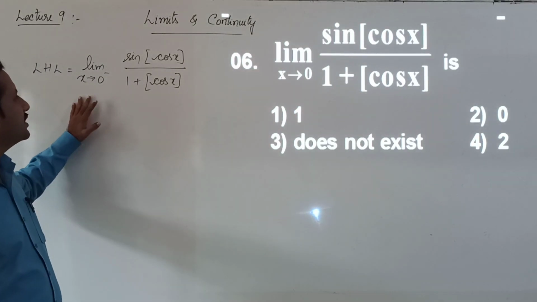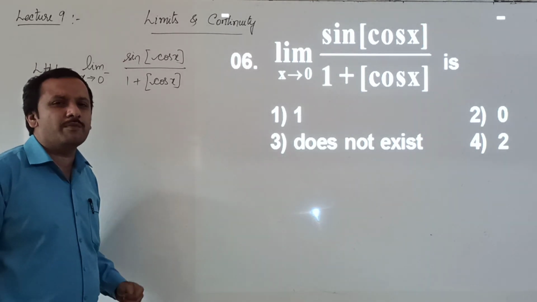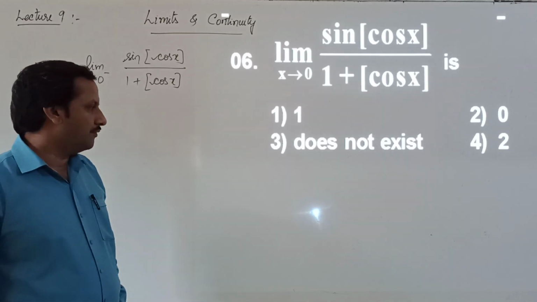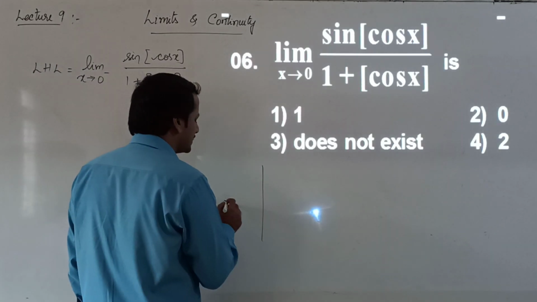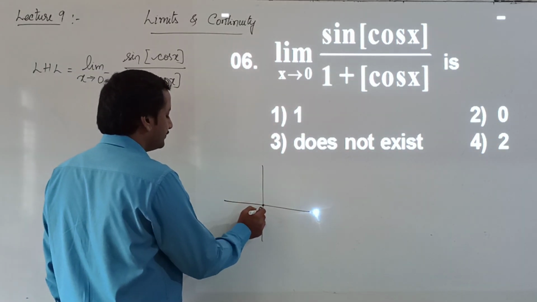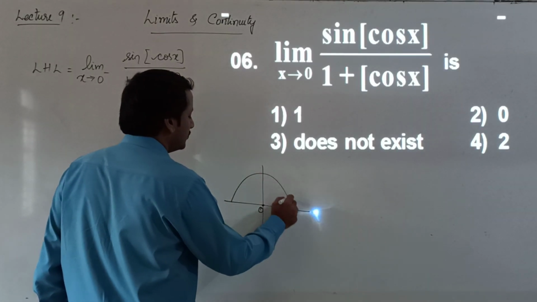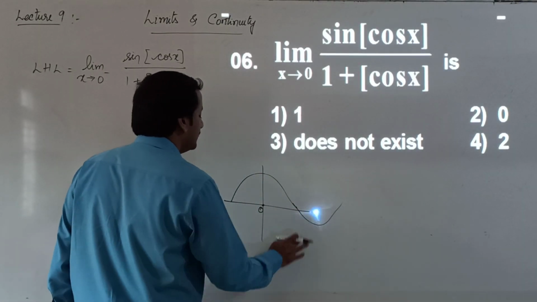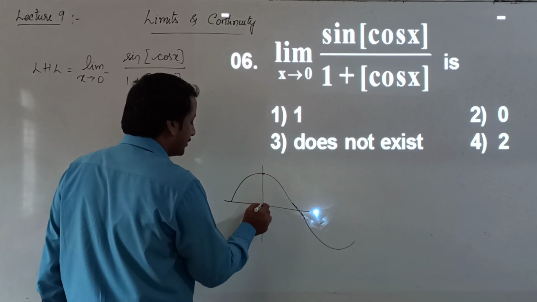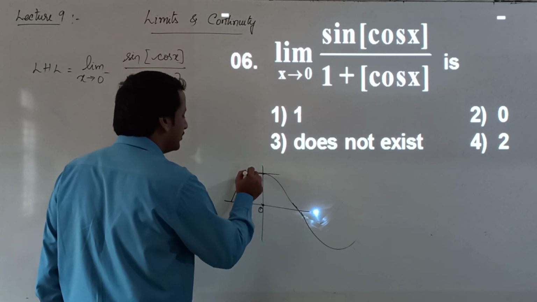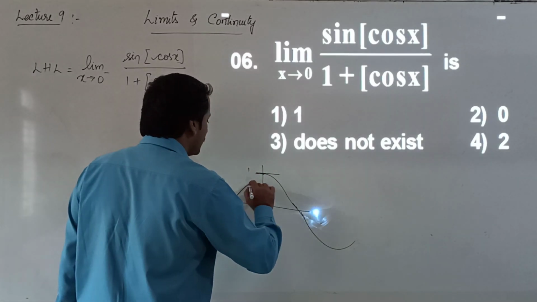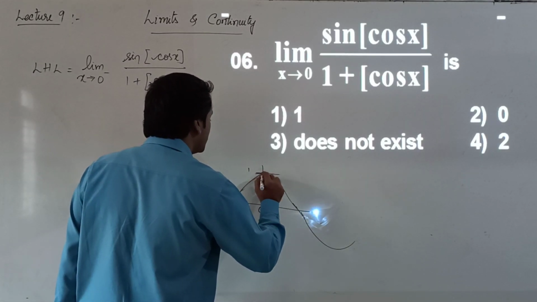First, let's have a look at the left hand limit. x is approaching 0 from left side. When x approaches 0 from left side, what happens to [cos x]? For this, let's have a look at the graph of cos x in the neighborhood of 0. This is the origin O. So, this is the graph of cos x, right? I am interested at this point. At 0, it reaches its maximum, the maximum value is 1. But just before 0, what happens?